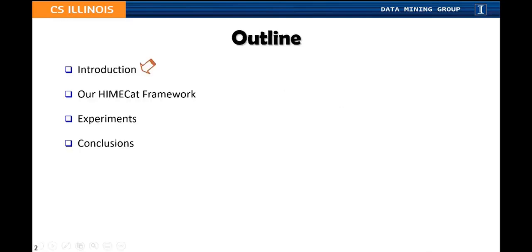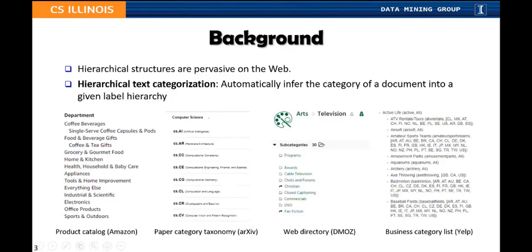So, to introduce the background, the task of this paper is hierarchical text categorization. As we all know, hierarchical structures are pervasive on the web. We give several examples here, including the Amazon product catalog and the archive paper category taxonomy. So the task of hierarchical text categorization is to automatically infer the category of a document into a given label hierarchy.